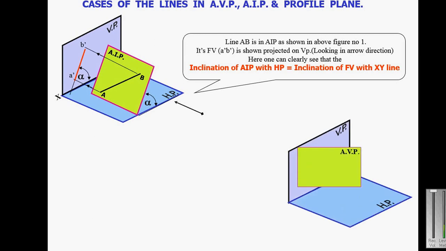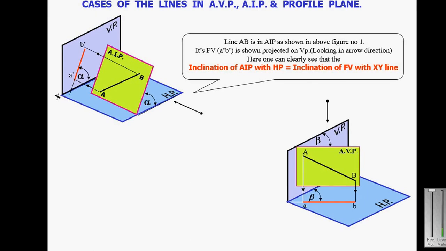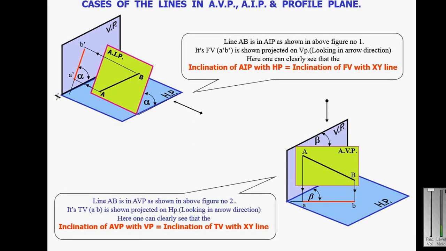Now consider the auxiliary vertical plane. An auxiliary vertical plane is a plane which is perpendicular to the horizontal plane and inclined to the vertical plane. The angle is beta degrees. If a line is in the auxiliary vertical plane, you will get the top view, and that top view makes an angle of beta degrees with the reference line. So line AB is in the auxiliary vertical plane. Its top view is shown projected on the horizontal plane. Here you can see that the inclination of the auxiliary vertical plane with the vertical plane is equal to the inclination of the top view with the XY line.